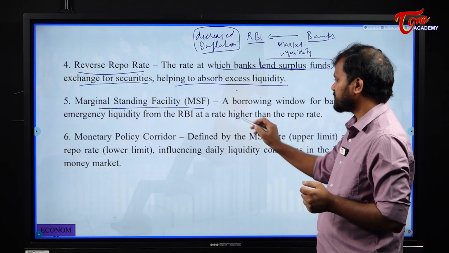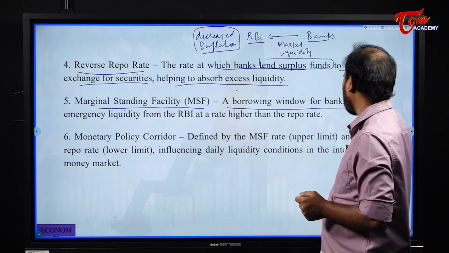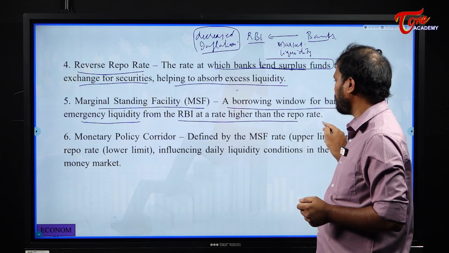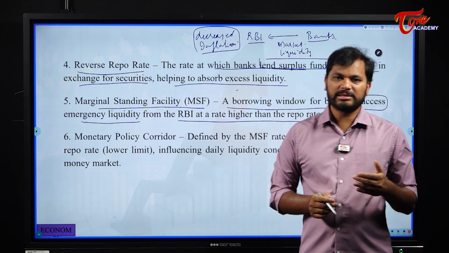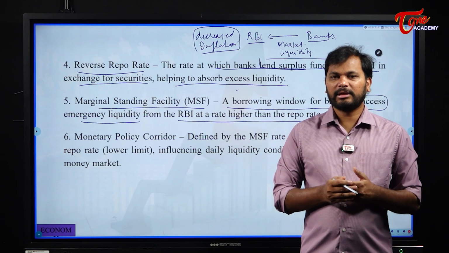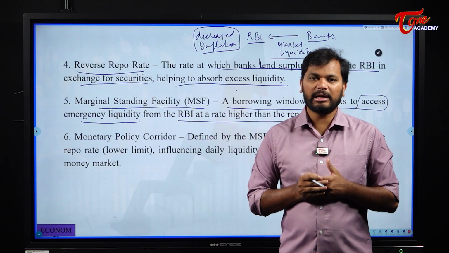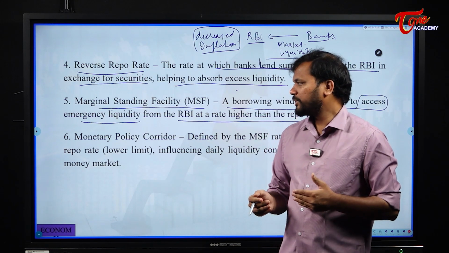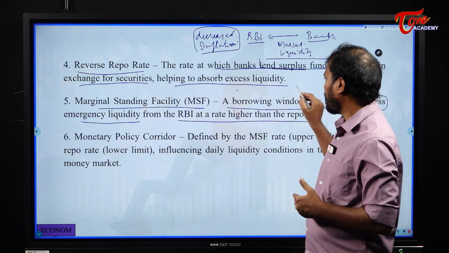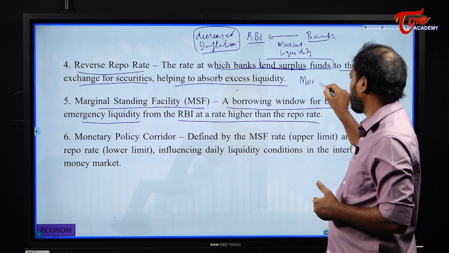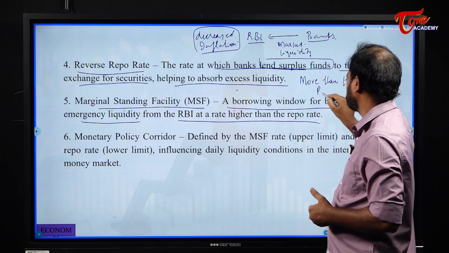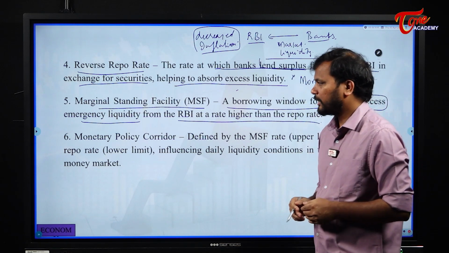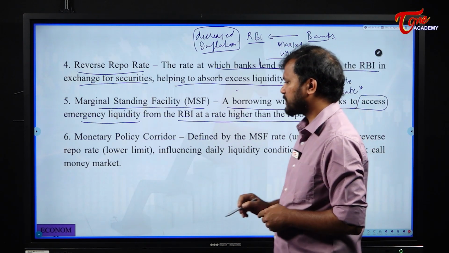See, marginal standing facility is nothing but a borrowing window for banks to access emergency liquidity from the RBI at a rate higher than the repo rate. If there is an emergency situation, then there is a window that is facilitated by the RBI to the banks, where the banks can borrow the money from the RBI at the rate more than the repo rate. That is what is called as the marginal standing facility.